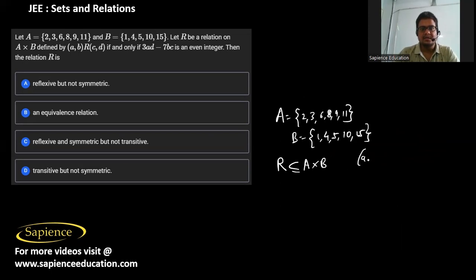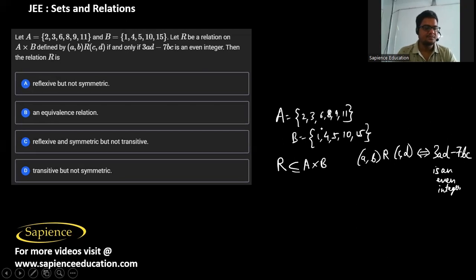So R is a subset of A cross B, which is defined by the ordered pair (a, b) is related to (c, d) if and only if 3ad minus 7bc is an even integer. Then the relation R is... So we have to find if it is symmetric, reflexive, or transitive. Since if it is reflexive, symmetric, and transitive, then it is called an equivalence relation.